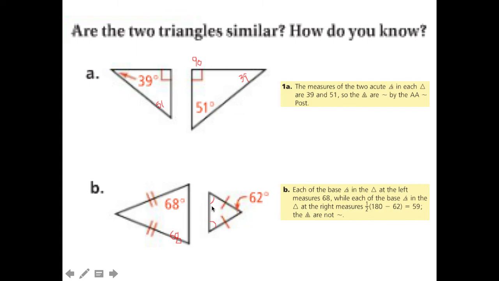What you would have found is that both of these are 59 degrees. So this is 59 degrees and this is 59 degrees once you did 180 minus 62 and then divided by 2. And so what we know here is that they are not similar. It's saying not with the little curvy symbol. So not similar.